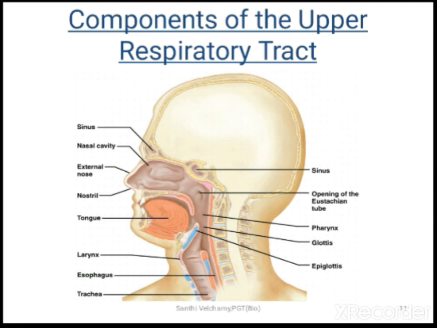You can see the nostril, and you can see the glottis also, which is covered by this epiglottis. Along with that, you can see the esophagus here, and this is the trachea. All of these come under the respiratory system. In this portion you can see both the digestive tract and the respiratory tract. The esophagus is present, and the trachea is also present here. These are the various components of the upper respiratory tract.